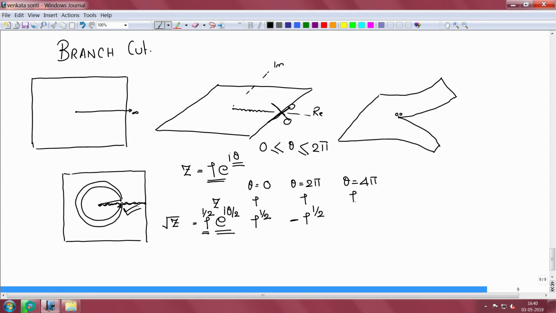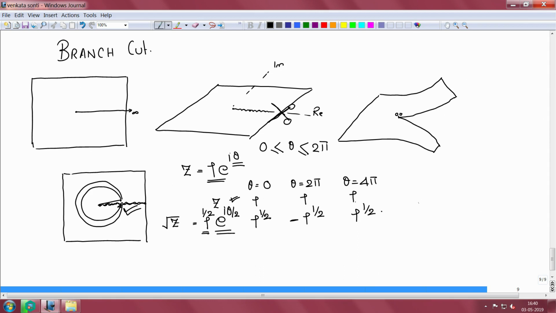Okay. But again, when I go one more round in z at theta equal to 4 pi, then I am back to here, 4 pi by 2, which is twice pi. So, I get again rho to the power half. Okay. So, it is as though the complex plane has been divided into two separate planes. How do we visualize that?